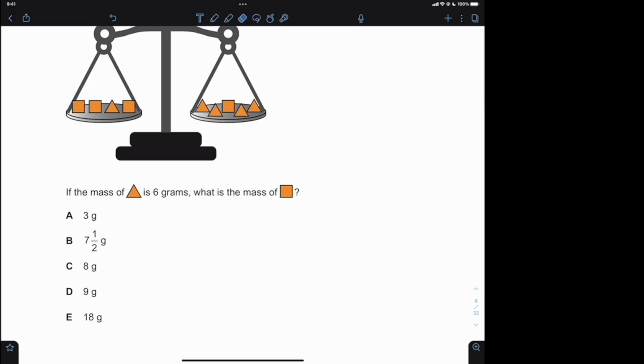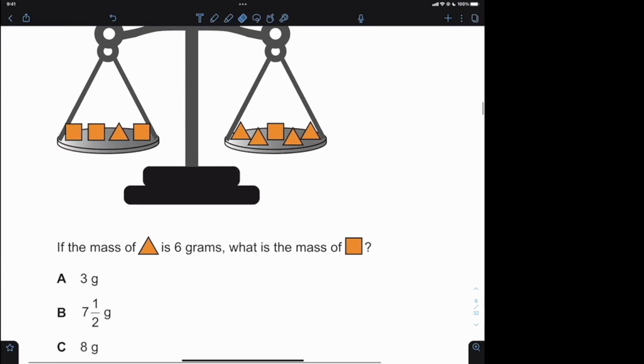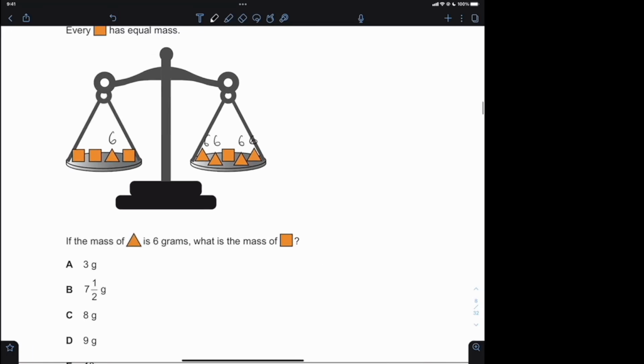Alright, so to do this one, we should first of all work out the fact that, okay, so this is 6 grams here, right? And this is going to be 6, 6, 6, 6, okay? So what we have really on these scales is 24 grams on the right side, because there's 4 triangles, plus a square. And this is balanced with a 6 and 3 squares. Okay, so it's just 6 grams plus 3 squares, okay?